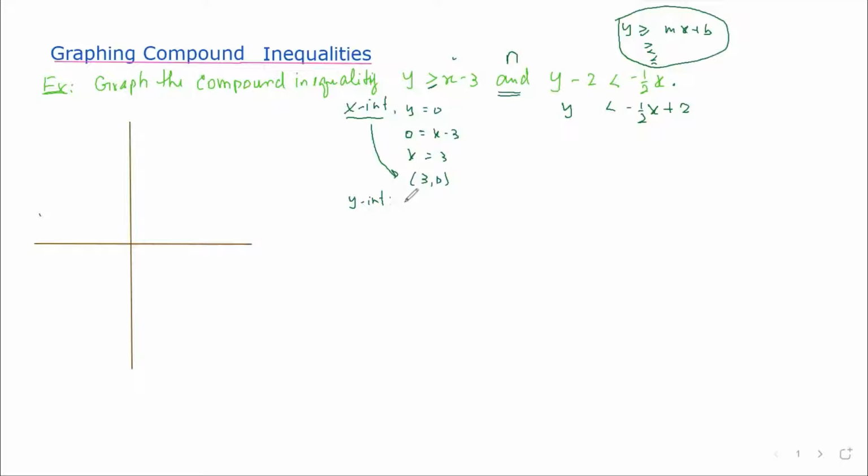Now the y intercept: x becomes 0, so y equals negative 3. So the pair is x 0, y negative 3. Once you have this, you can work on the other inequality.